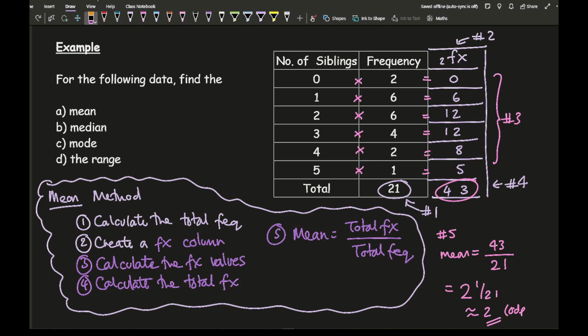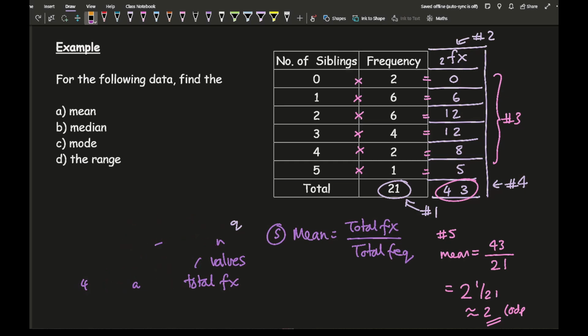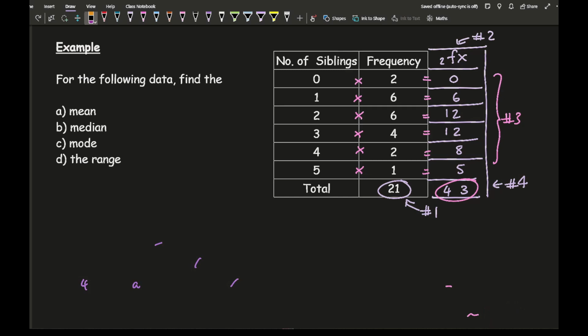Now to work out the median, let me just get rid of all of this so we've got a bit of space. So to work out the median, the median is basically the middle number. Now we don't need to order because the numbers are already ordered in the first column, so it's the middle number.